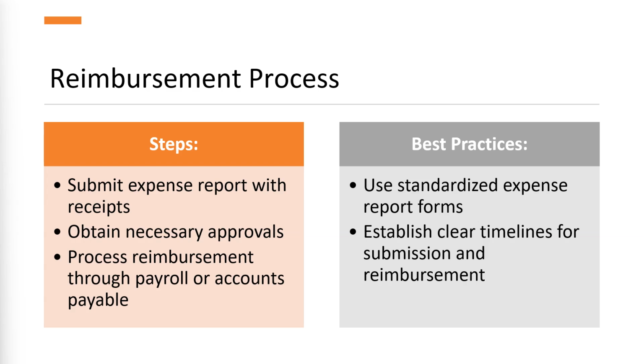The steps for reimbursement are straightforward and designed for efficiency. First, employees must submit an expense report along with all required receipts. Next, the report goes through the necessary approval process, typically starting with the direct manager and then moving to the finance team. Finally, the approved reimbursement is processed either through payroll or accounts payable. To streamline this process, we use standardized expense report forms and set clear submission timelines, ensuring timely and accurate reimbursements for all employees.